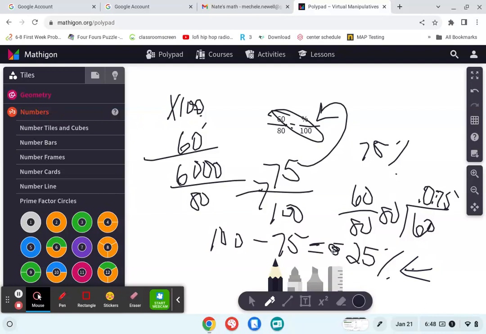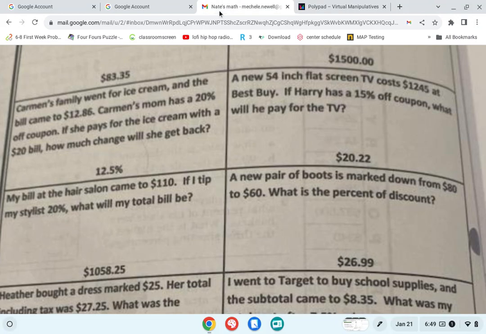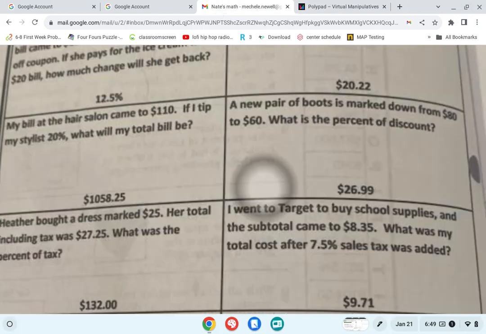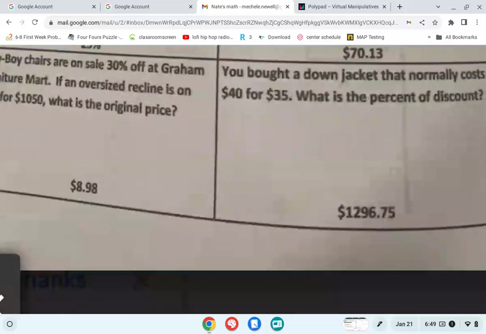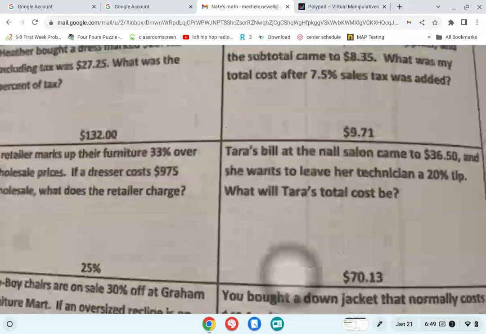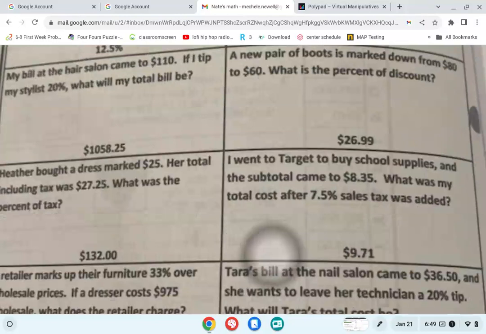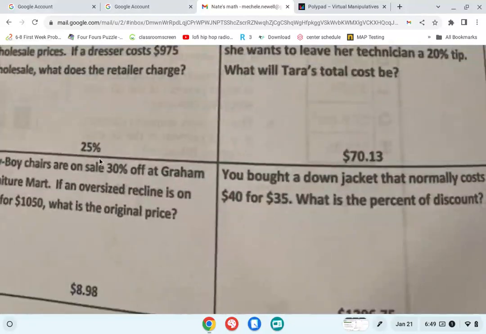It is not the final answer that I got here as far as the percentage. I just found out the 60 over 80 is 75%, right? So then the percent of discount, how much I saved, was actually 25%. Okay. I didn't finish the question and I realized it once I started talking about it. So now we can look and see, do I see 25% anywhere in my answers? I do right here, 25%.